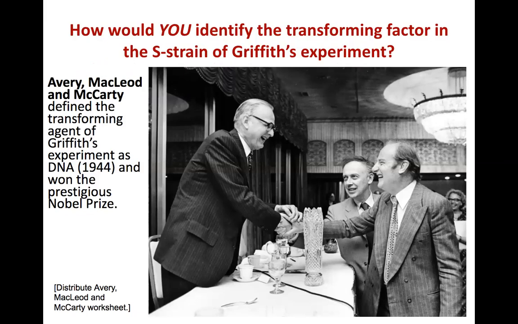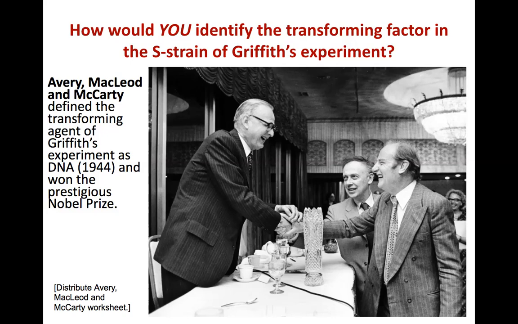So let's try to imagine for a moment if you are some of these scientists in the field during this time period. The question is, how would you identify the transforming factor in the smooth strain of Griffith's experiment? Okay, so what's causing it to change?